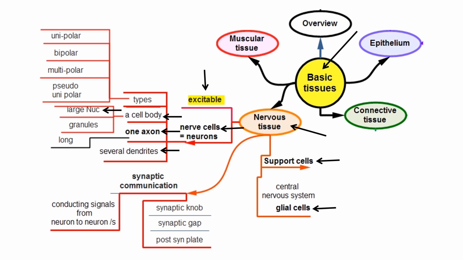The cell body has a large nucleus and Nissl granules. The axon is usually long, dendrites are short, and there are types of neurons: the unipolar, the bipolar, the multipolar, the pseudo-unipolar. Then this neuron has to send its information to the next neuron through synaptic communication. This synaptic communication is a process of conducting signals from one neuron to other neurons, and it is made of the synaptic knob, the last part of the axon, the synaptic gap, and then the postsynaptic membrane belonging to the next neuron or neurons.